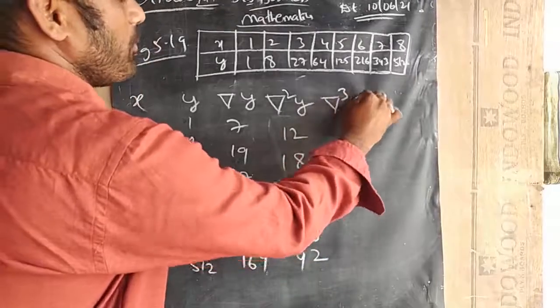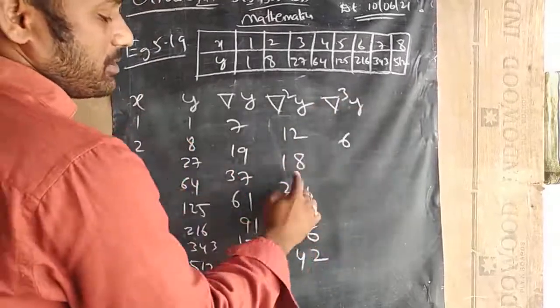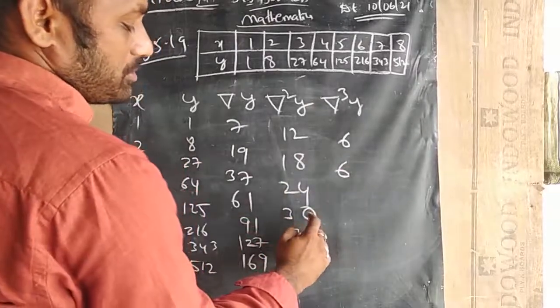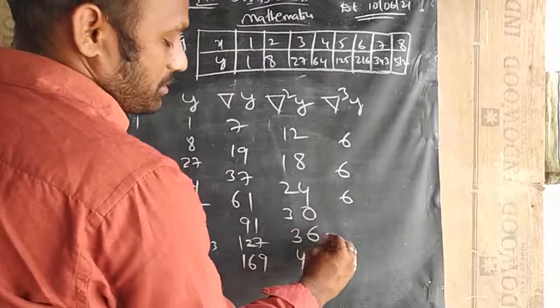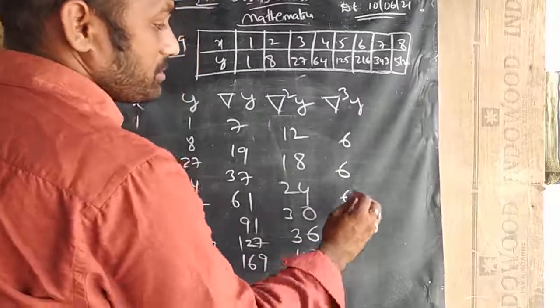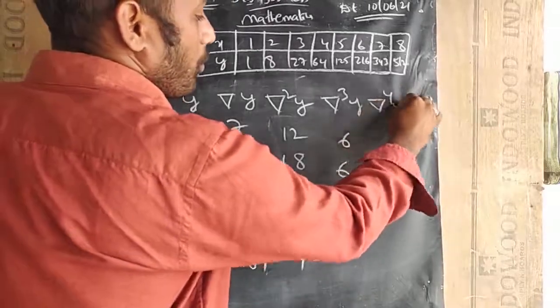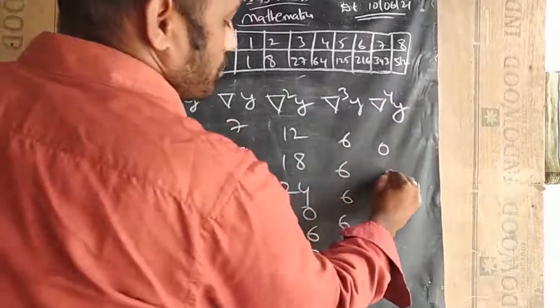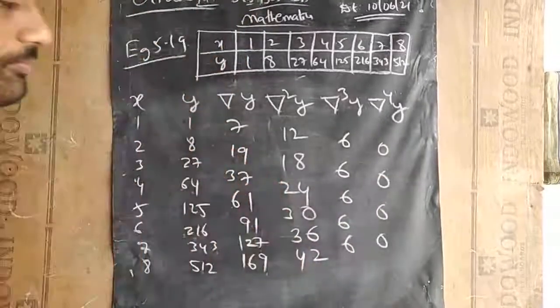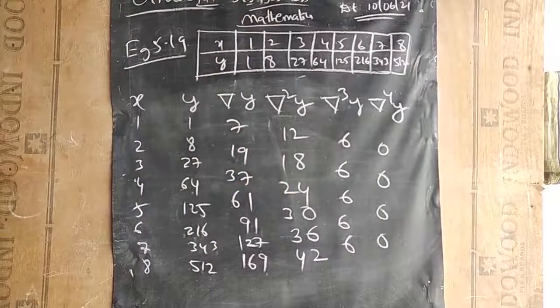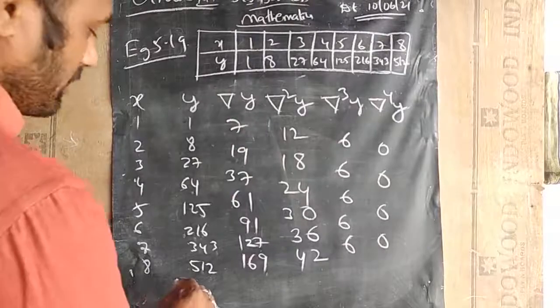Next delta cube y. Here it is 6. Here also 6. Here 6. Here also 6. Here also 6. So delta power 4 y: 0, 0, 0. Here also 0. Now this is our table.